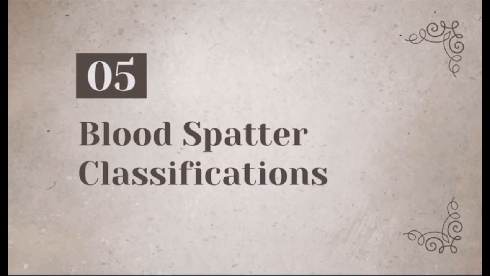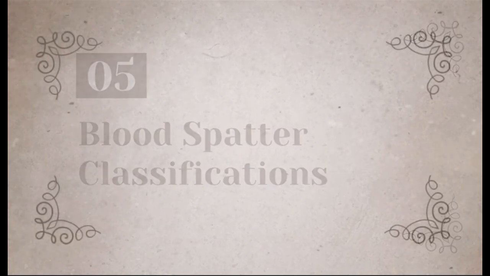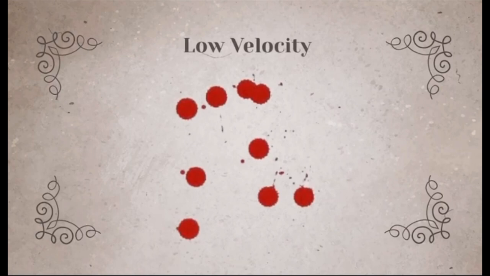We'll be looking at three main categories of blood spatter: low velocity, medium velocity, and high velocity spatter. Let's begin with low velocity blood spatter. As the name suggests, this type of spatter occurs when blood is subjected to a low amount of force, typically around 5 feet per second or less.